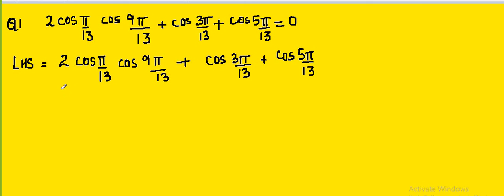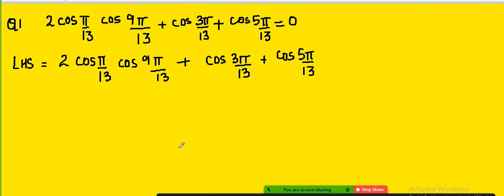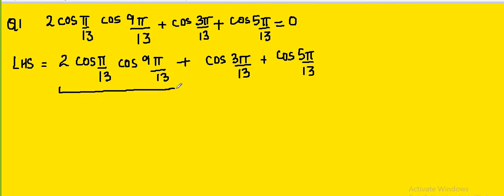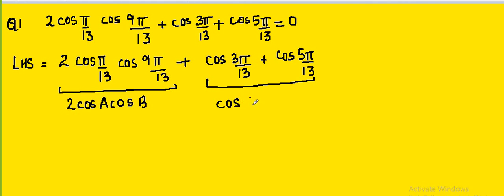Here we can spot, in this we can spot two formulae, right? We can apply 2 cos A cos B here, and we can apply cos C plus cos D here.